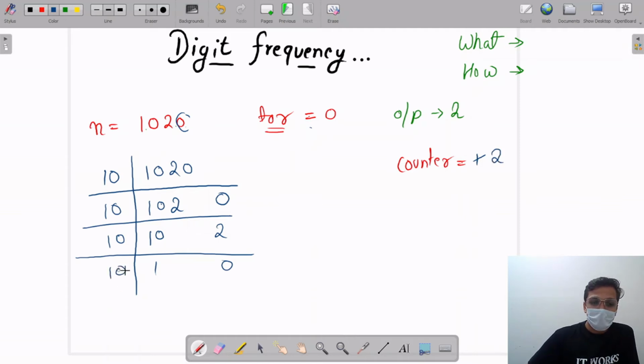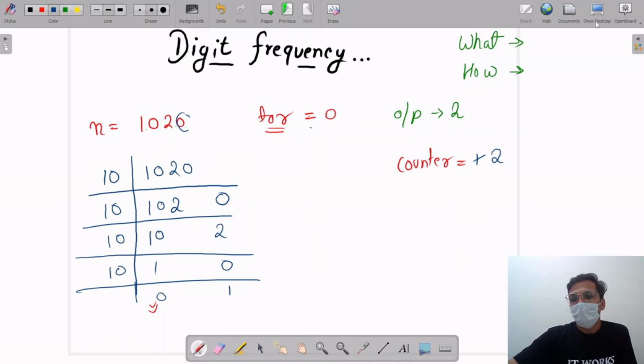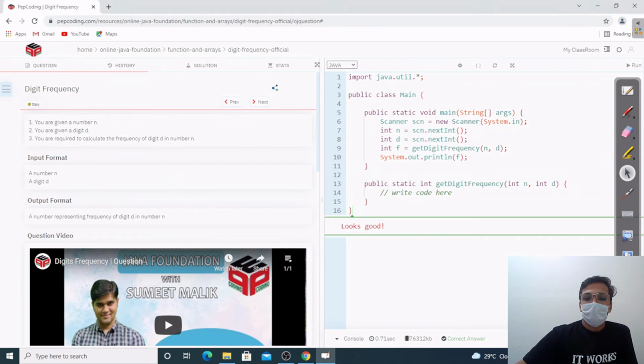At last, when we divide this number again, our remainder is going to be 1, and the quotient is going to be 0, which is our exit condition. Here the remainder is not similar to the target, so we are not going to do anything with our counter. This is how our whole algorithm is going to work. So now let's code this.